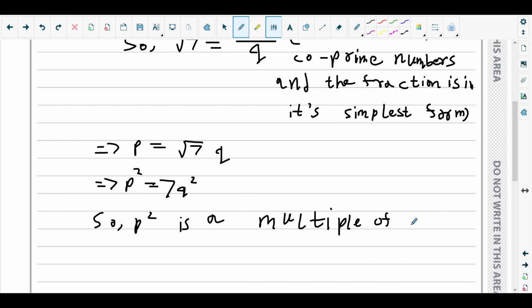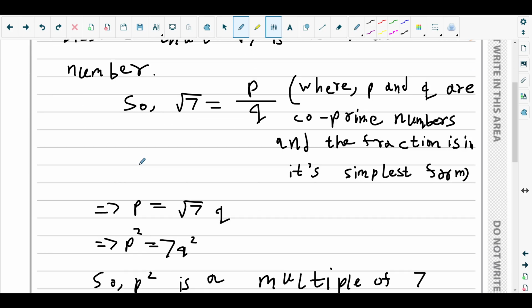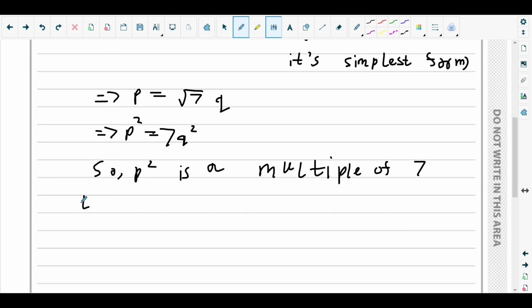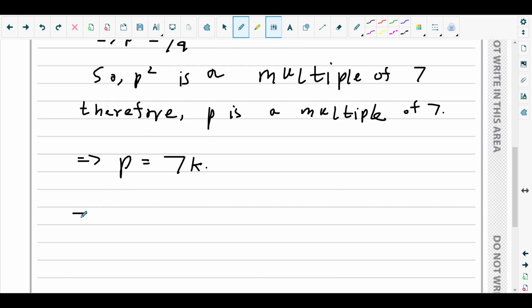So P squared is a multiple of what? 7. They said, if K squared is a multiple of 7, then K is a multiple of what? 7. Therefore, since P squared is a multiple of 7, we can say P is a multiple of 7. Simple, isn't it? As per their given hint. So what can we write? P equals 7K.